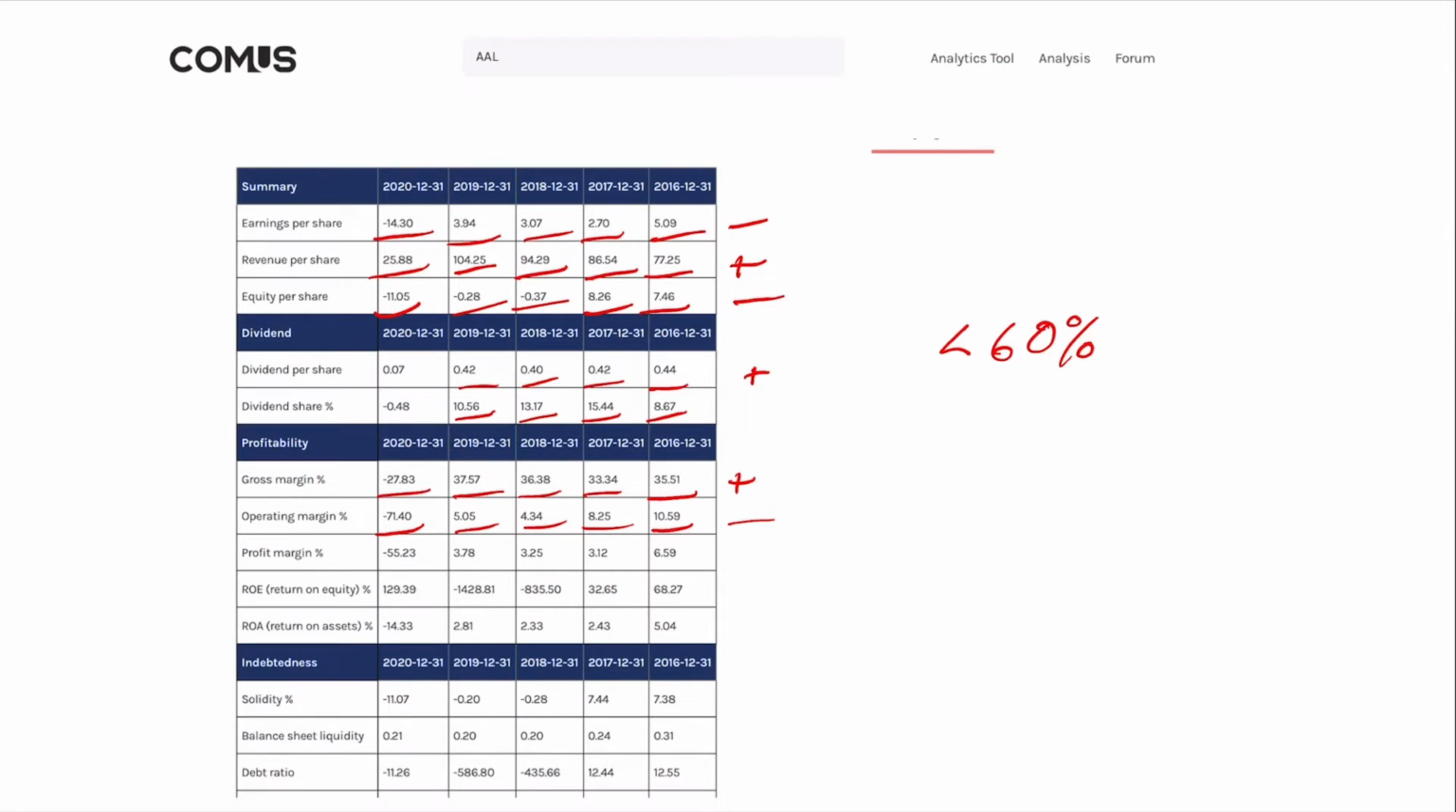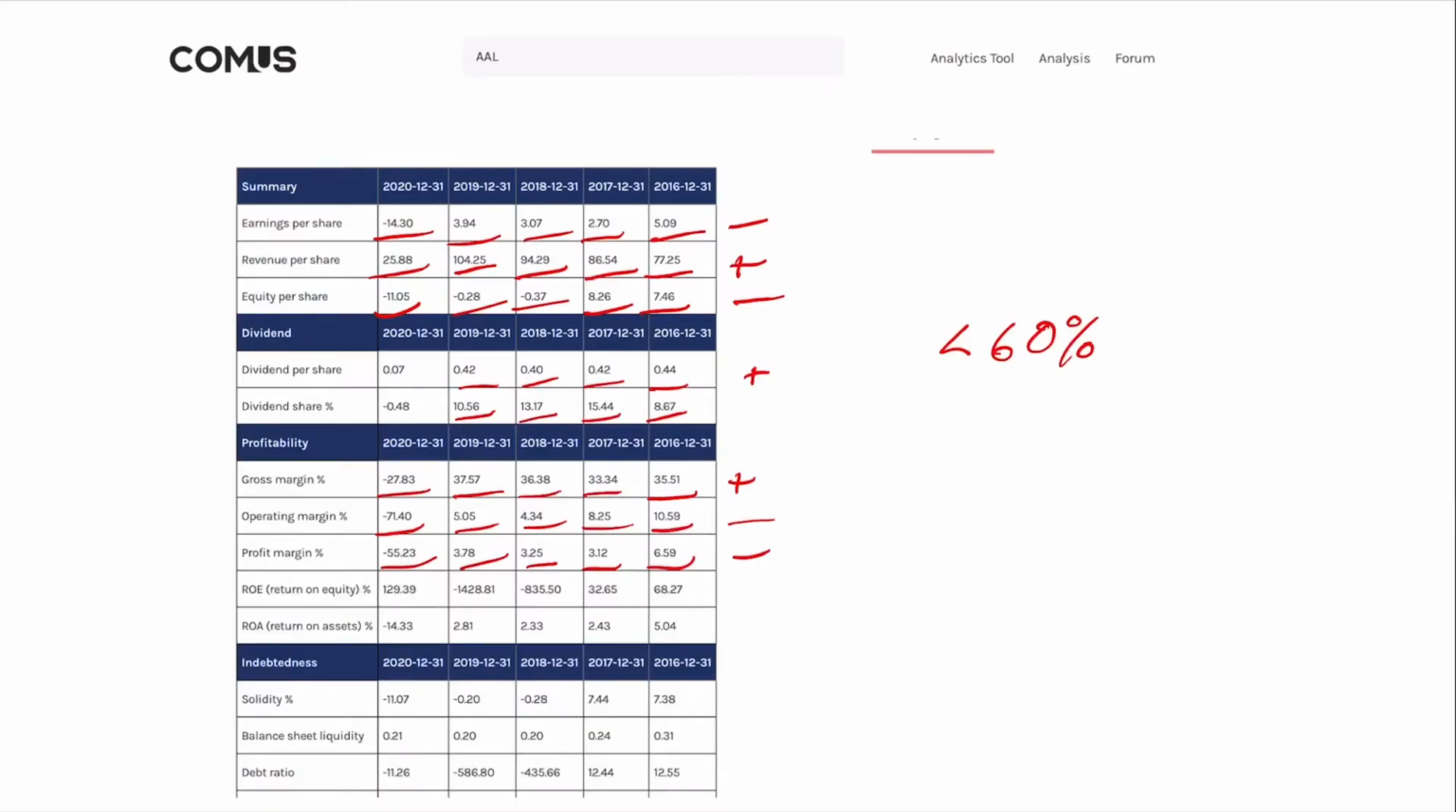Now, profit margin went from 6.5% down to negative 55%, and has been doing a lower and lower number every year, a bit of fluctuation, but the trend is negative. I don't like this at all.